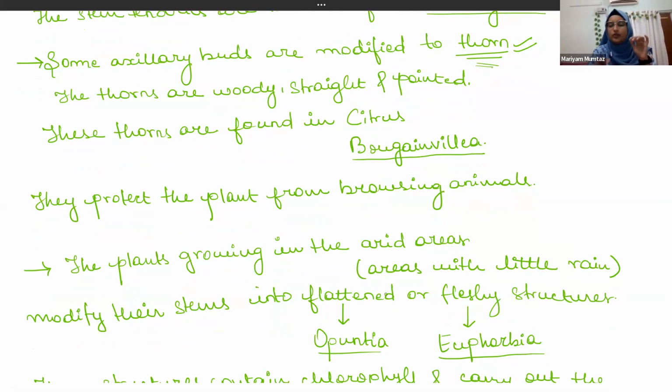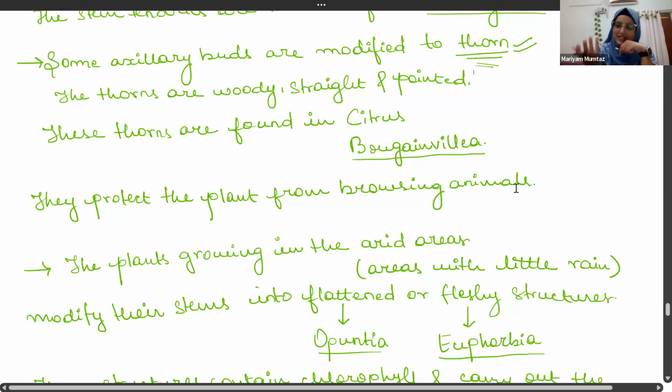Now, have you ever tried to break those thorns or take them out of the stem? Have you ever tried this? No. People don't explore. We're hurting the plant. If you remove it, then you're hurting the plant, right?